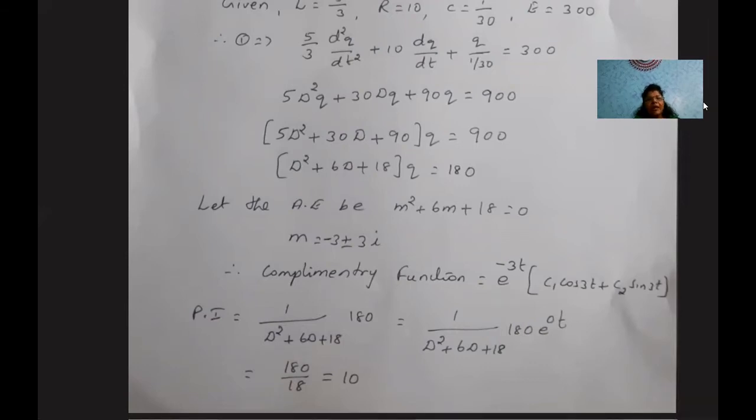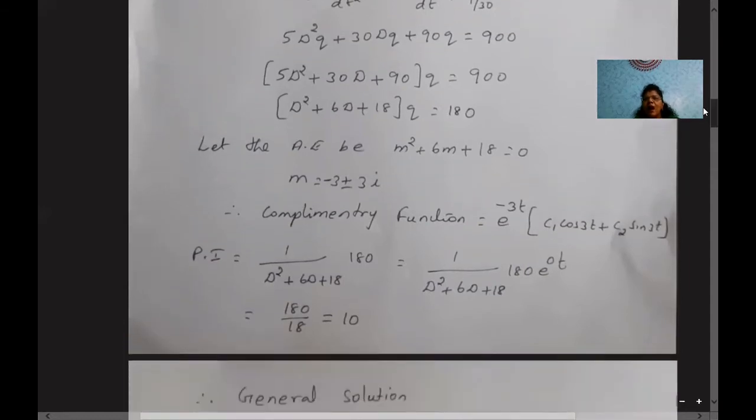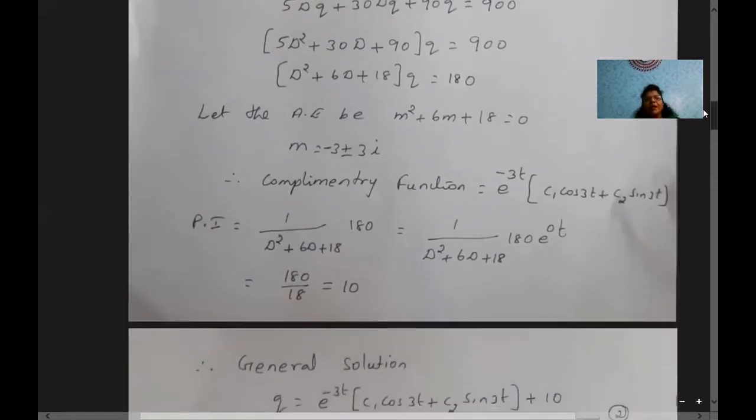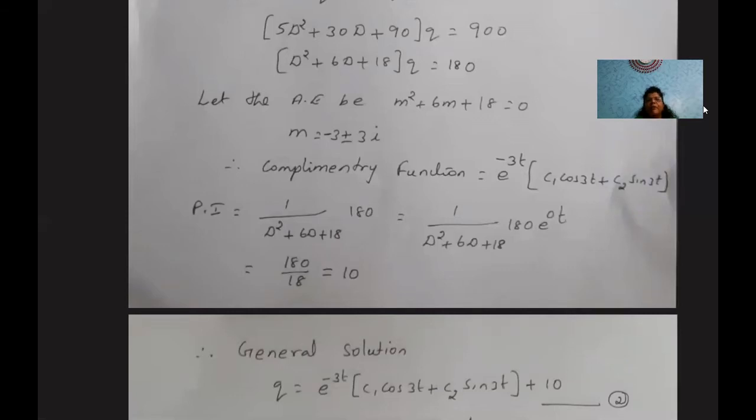So what will you get? m squared plus 6m plus 18 equal to 0. Solve this quadratic equation using your calculator or the normal formula method, minus b plus or minus root of b squared minus 4ac, divided by 2a. You will obtain the value of m equal to minus 3 plus or minus 3i.